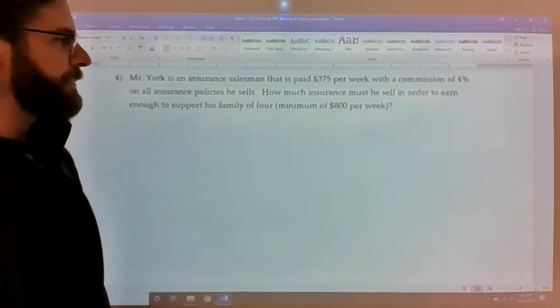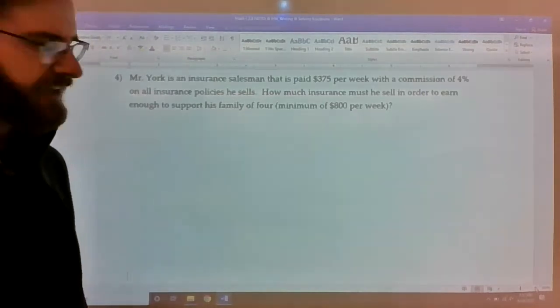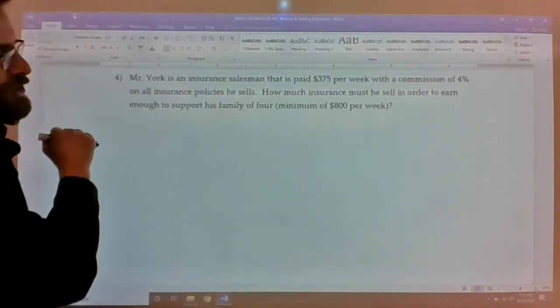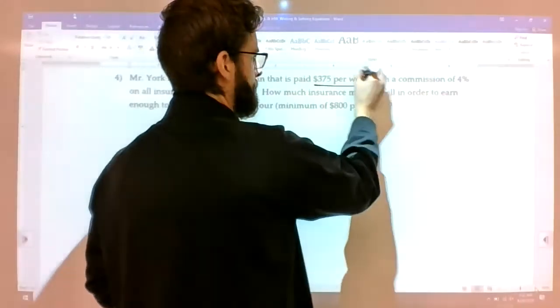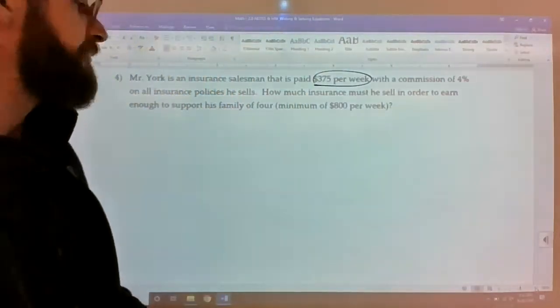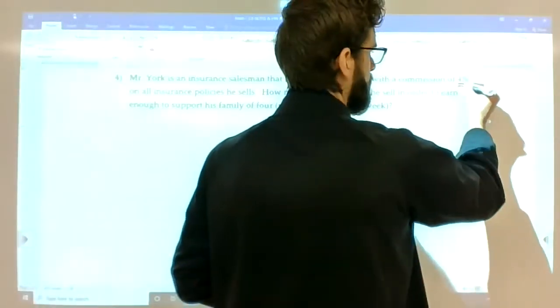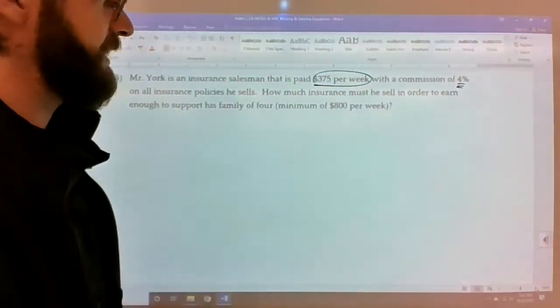So we've got a story problem. Let's see if we can make some sense of this. It says Mr. York is an insurance salesman that is paid $375 per week with a commission of 4% on all insurance policies he sells.